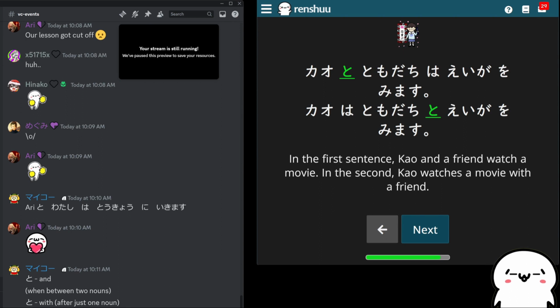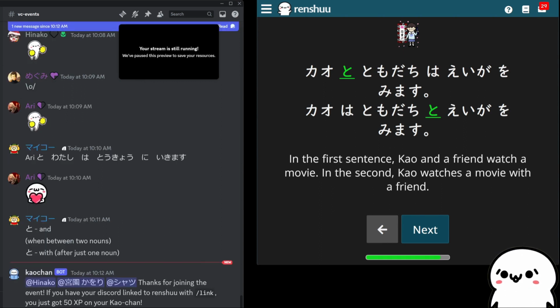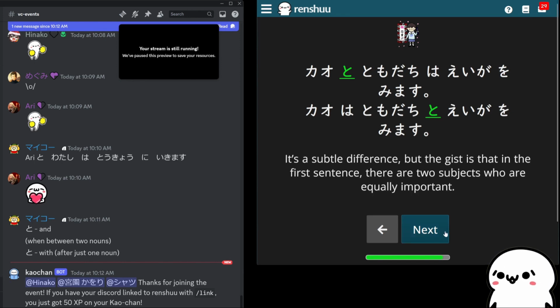And if you're a beginner, and there's a good chance you are if you're in this lesson, neither of them is going to give off the wrong impression or insult someone or cause anything like that. They're close enough in meaning to where you can use either and you're going to get the same information across. They are both describing the exact same thing: Kao and a friend, or Kao and friends, watching a movie. They're both talking about the same thing.